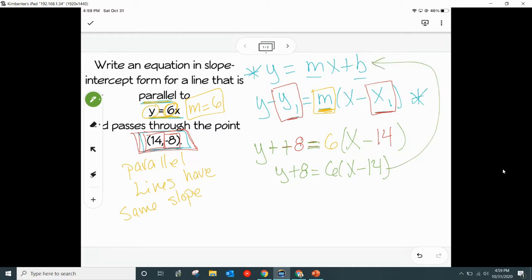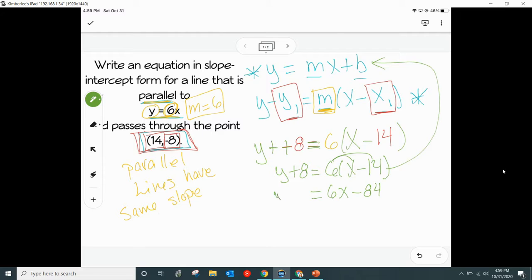We can do that by just first distributing over here. So we would say 6 times x, that's 6x, and then 6 times negative 14. What is 6 times negative 14? Let's see, I think that's 84. And because that's negative, that's going to be negative 84. I think so. I could be wrong there. 60, and 6 times 4 is 24. Yeah, I think that's right.